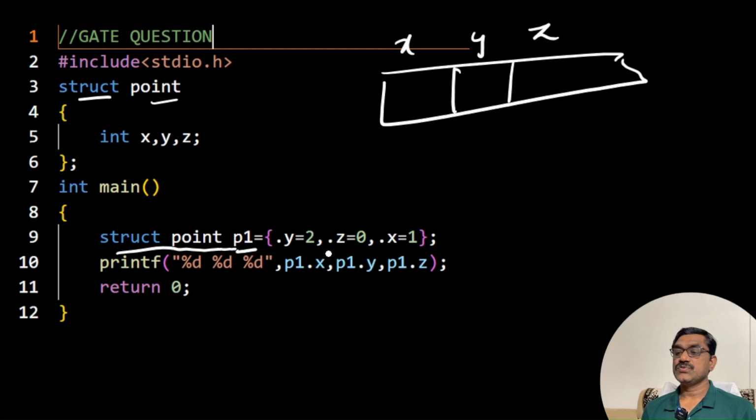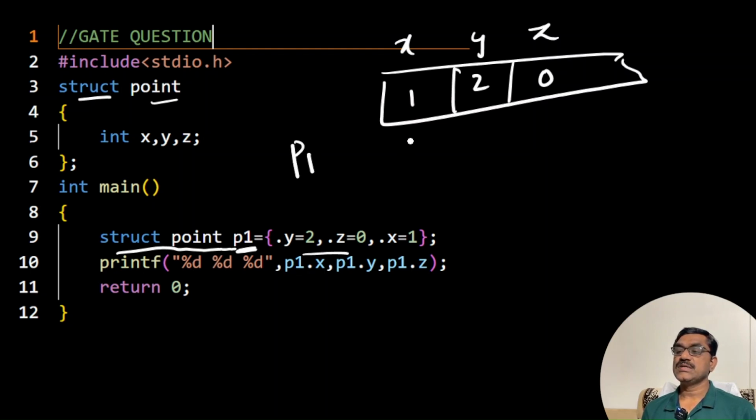Now dot y equals 2, dot z equals 0, and dot x equals 1. This we already discussed. It is a designated initialization. Dot y means p1 dot y, which is 2. Dot z means p1 dot z, which is 0. Dot x equals 1, where dot x means the first item. In any order, we can assign the values. The important thing is the variable here: P1. P1 is the structured variable.